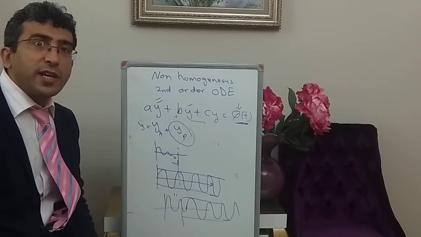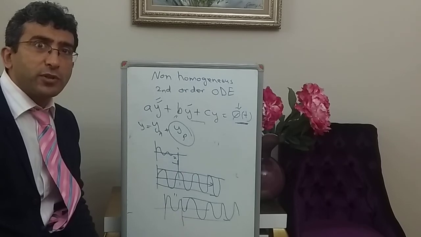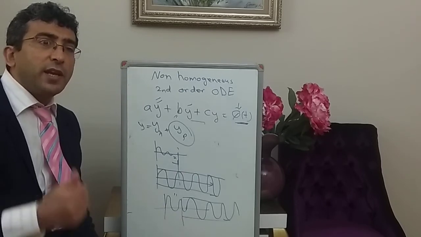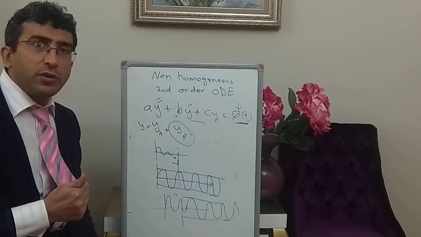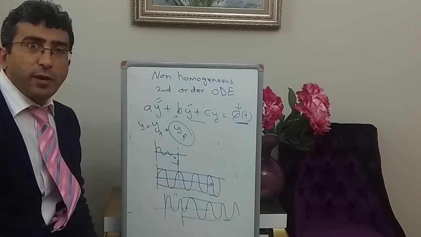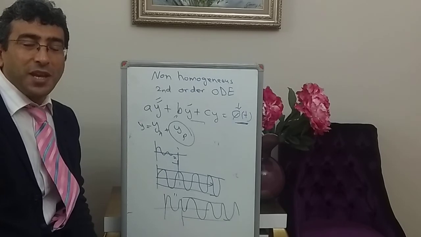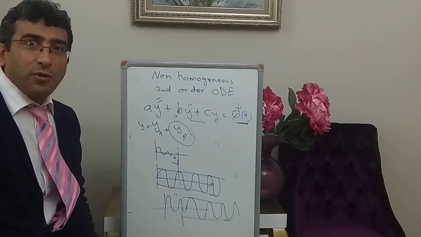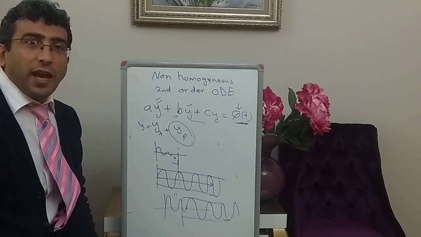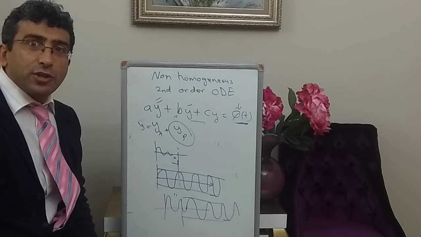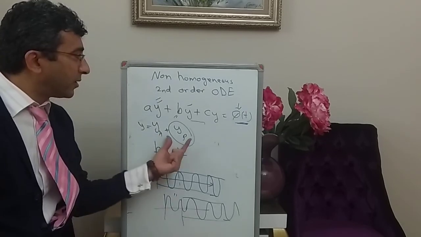There are several ways to find particular solutions in this course: the undetermined coefficient method, the variation of parameter method, and the Laplace transform method. In the next lecture, next video, please follow me, and I will give you lectures about how to find a particular solution using these methods.